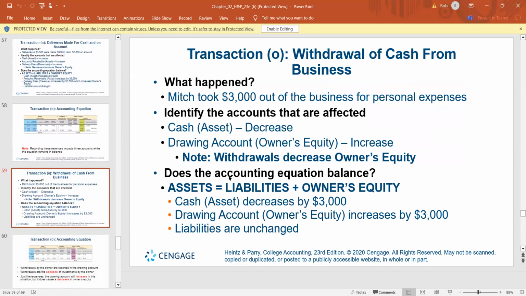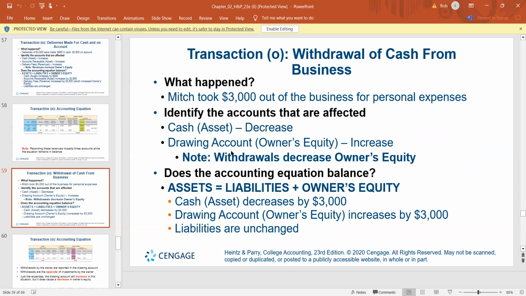Let's look at our withdrawal. Now here's what we're talking about with the owner coming in and taking money out of his own company. Mitchell took $3,000 out of the business for personal expenses. That's all we need to know as an employee. The boss can take that money and do whatever he wants with it. It does not affect the company in terms of the profit and loss, in terms of the net income. What it does, though, is it decreases the owner's equity.